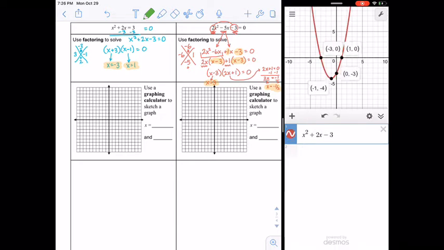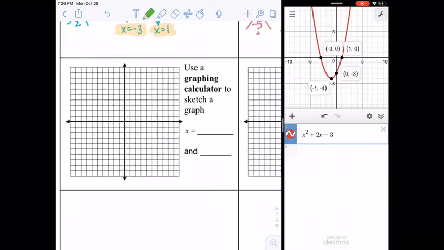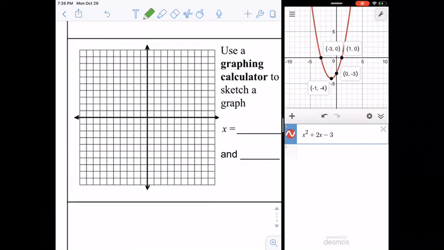So when I'm sketching, the super important points are always the y-intercept, the x-intercepts, and the vertex. So in this graph here, I would graph -3, 0, +1, 0, 0, -3, and the vertex, 1, -4. All right, I know just by symmetry that one goes up like that, and this one's going to go out here.